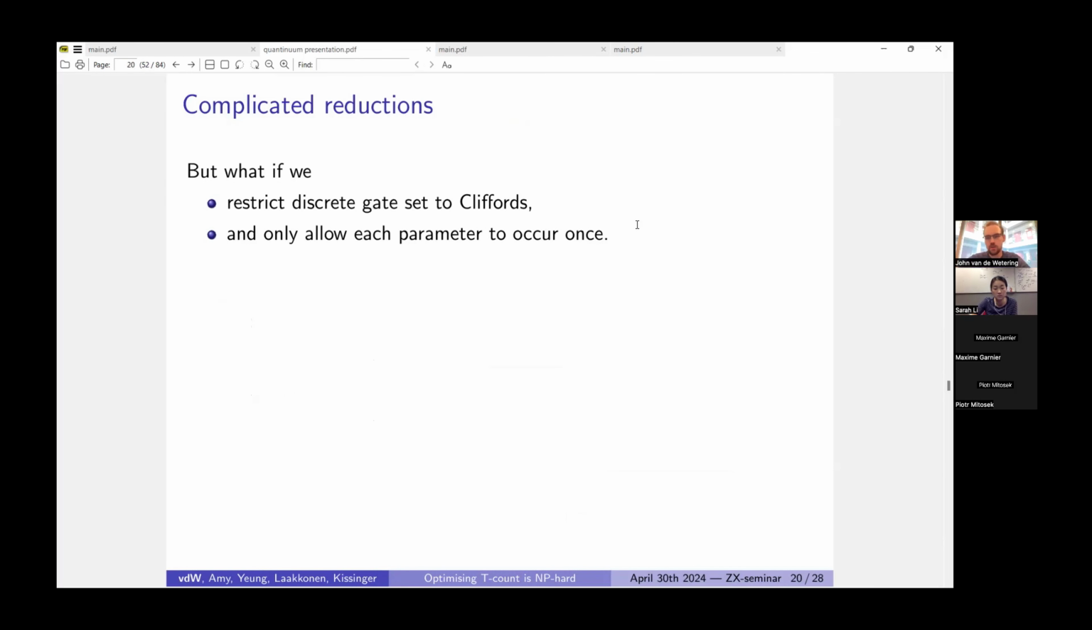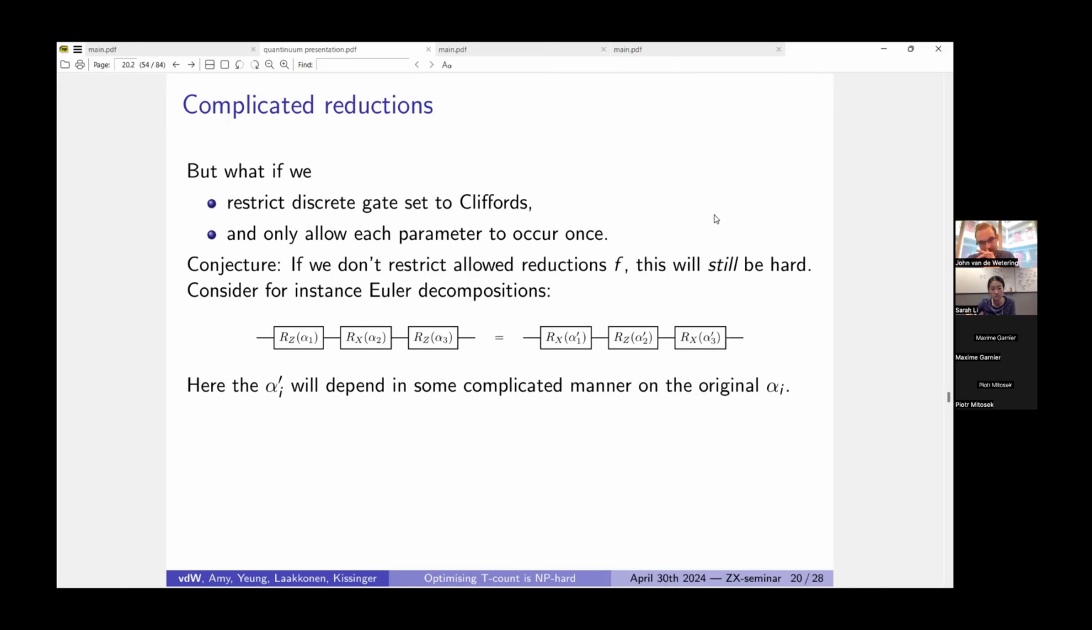Okay. So what now? I'm trying to find a subset of this problem of parameter count which is easy to solve. So we now know we need to restrict our discrete gate sets to Cliffords, and we must allow each parameter to only occur once. Because if the parameters occur multiple times, we can do this trick, at least in the post-selected setting, where we can implement the Toffoli gate. So conjecture: if we don't restrict which reductions we allow, this problem will still be hard. And again, we haven't proven this, but we have some slight evidence for this.